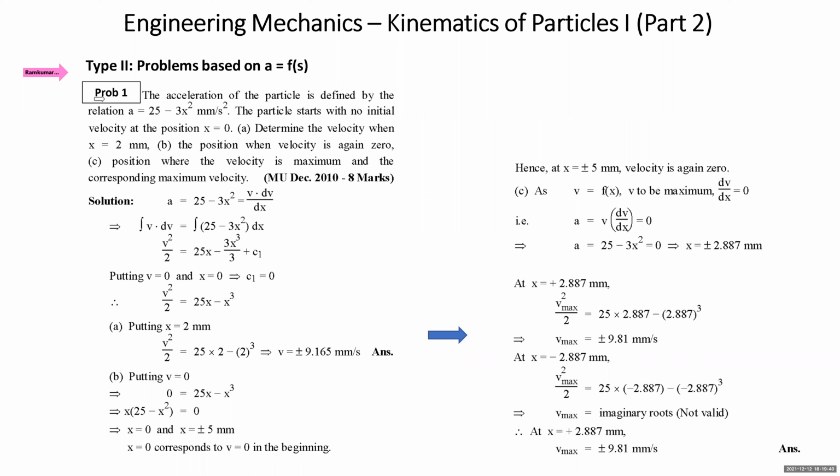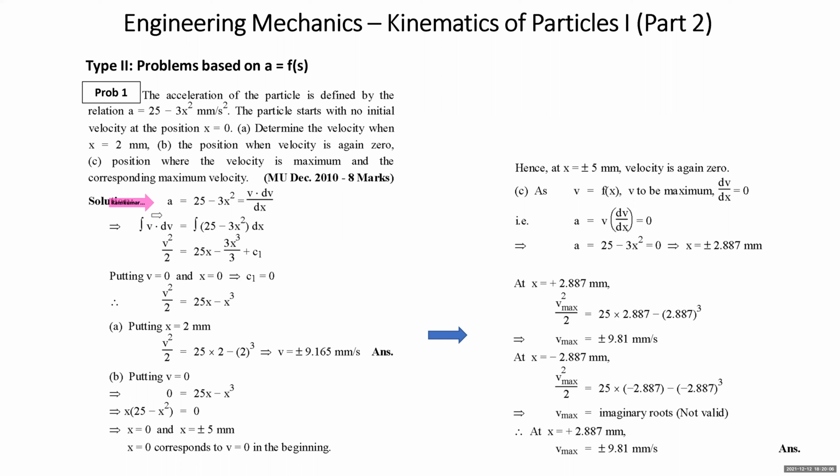Let's see that. Now I read the problem. Acceleration of the particle is defined by the relation a is equal to 25 minus 3x square mm per second square. The particle starts with no initial velocity, that means starts from rest at position x equal to 0. Determine A, the velocity when x is 2 mm. B, position when velocity is again 0. C, position where velocity is maximum and corresponding maximum velocity.